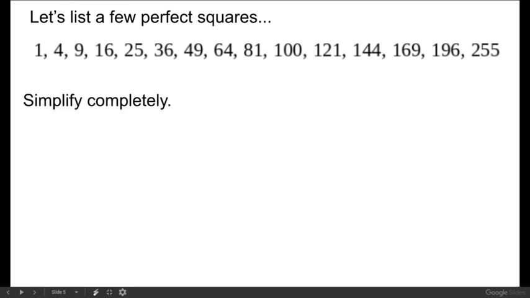So what we're going to be doing today is simplifying square roots. If I gave you the square root of 16, you can do that in your head. We should know by now that the square root of 16 is 4, so that one is done. We simplified completely. If I asked you the square root of 121, that is a perfect square. It goes in evenly, so the square root of 121 is 11.